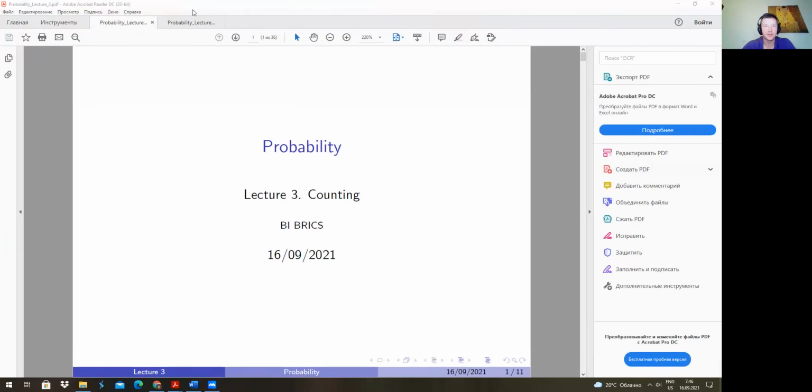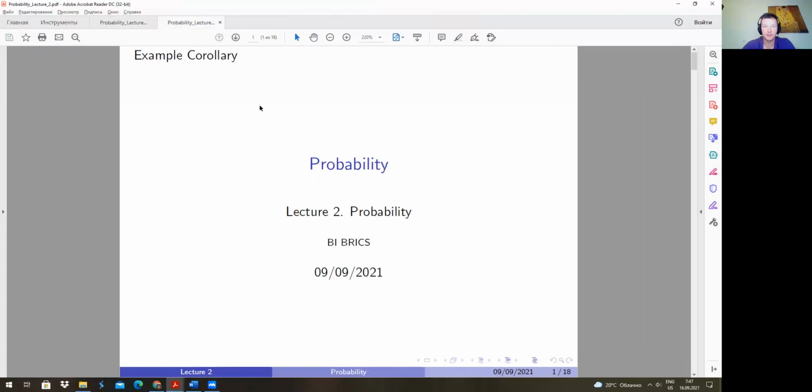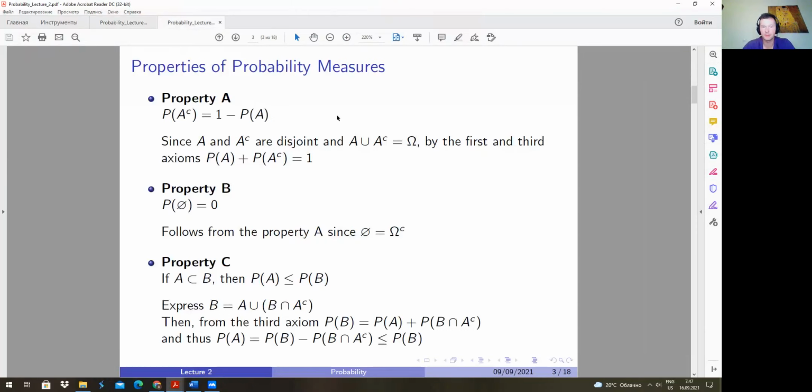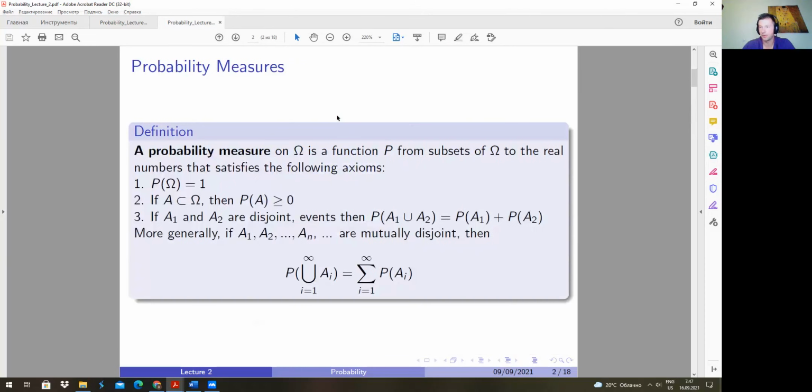No problem. So let's first briefly remind ourselves what we had in the previous lecture. We spoke about the concept of probability, and we defined a probability using some axioms. Basically, the probability measure is a function, and this function allows us to transfer.